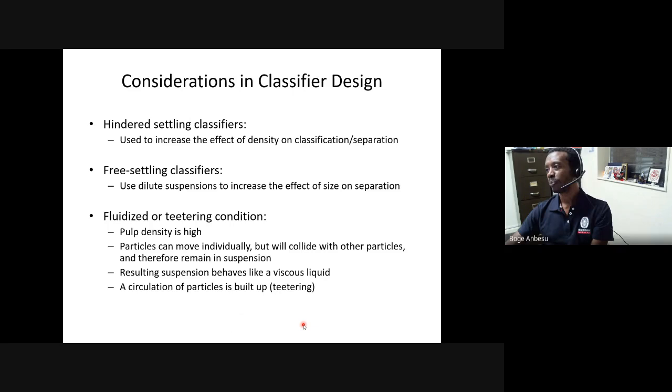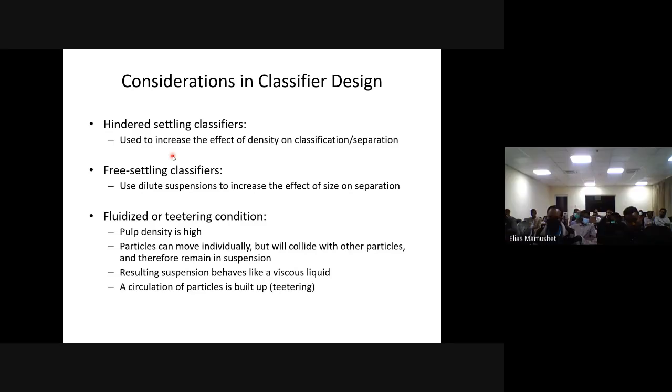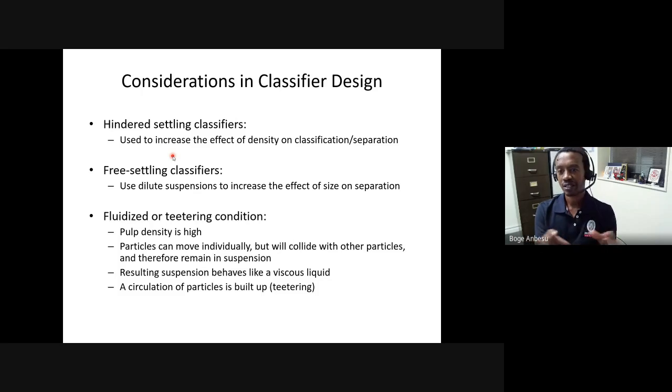Okay, so when people design classifiers, in the case of hindered settling, you want to increase the effect of density on the classifier. So in this case, what we're saying is the particles are uniform in size, but the density is different. So I want to explore that. Maybe if you look at, say, beach sand deposits. When you go to the beach and dig sand, particles are actually very uniform in size, but they're made from different densities because they're particles of different minerals. You can actually run a higher percent solids hindered settling condition.